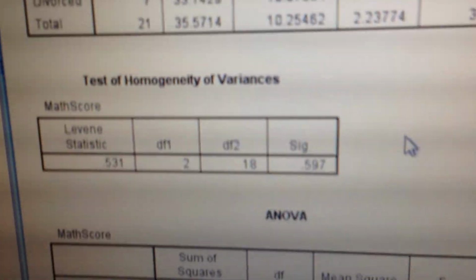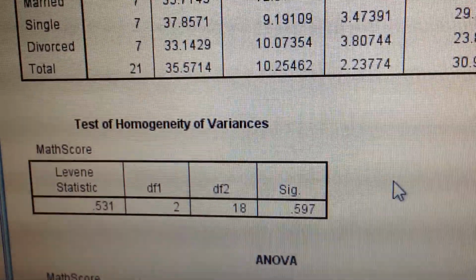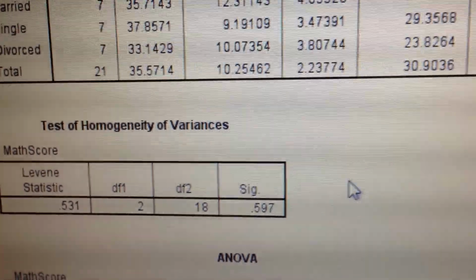What we're really interested in for our assumptions is this test of homogeneity of variances, and we have that right here. And so what we see is we get a Levene statistic.